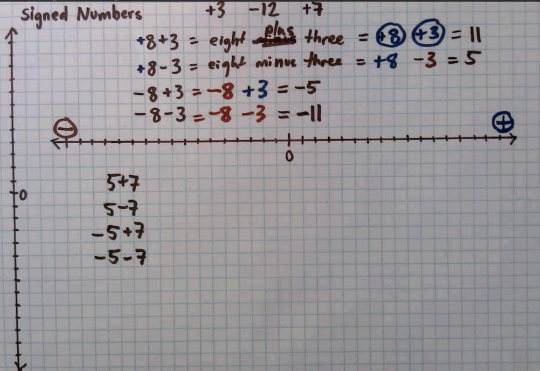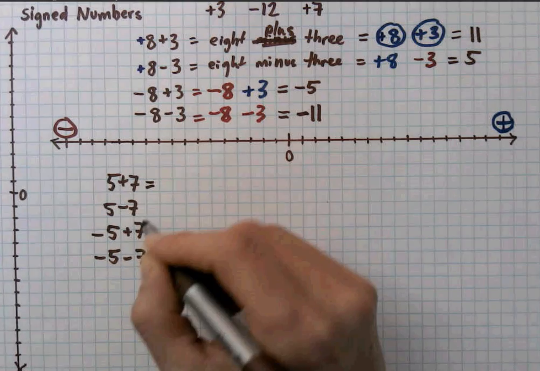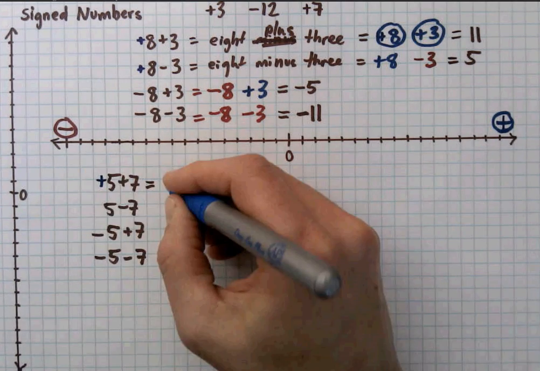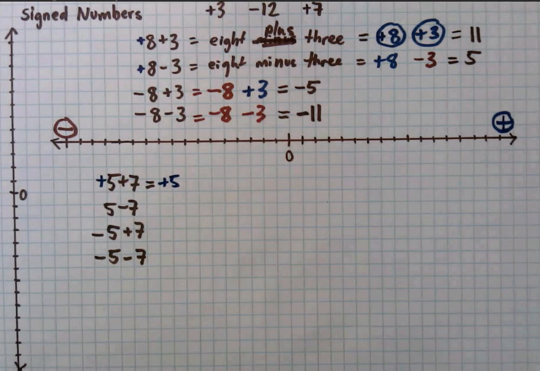So this is the next set of problems, and just take a look. Pause the video if you would like to come up with some answers. In the first problem, it's a positive 5 being combined with a positive 7.